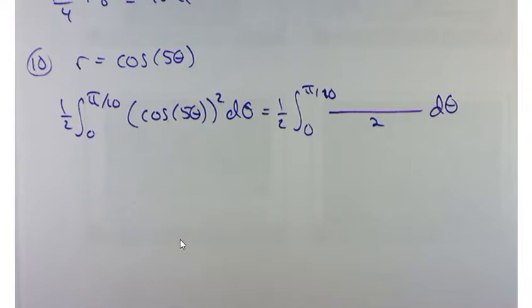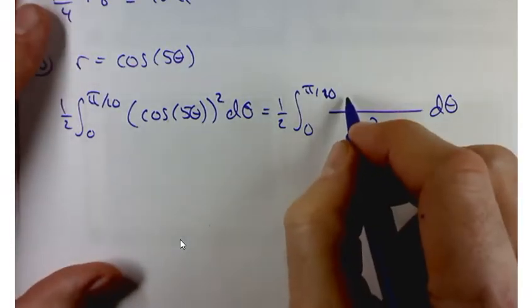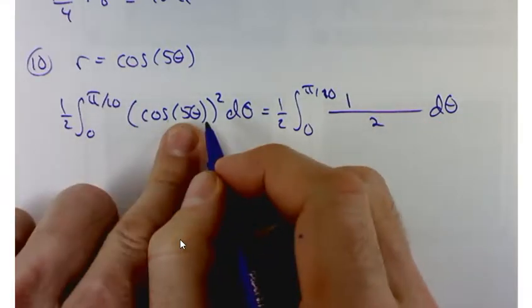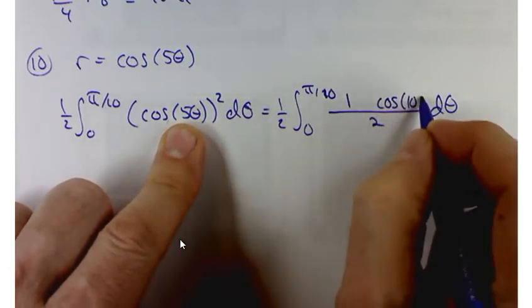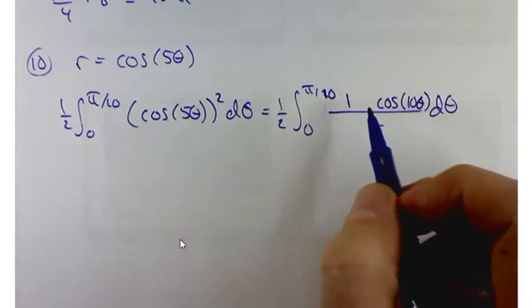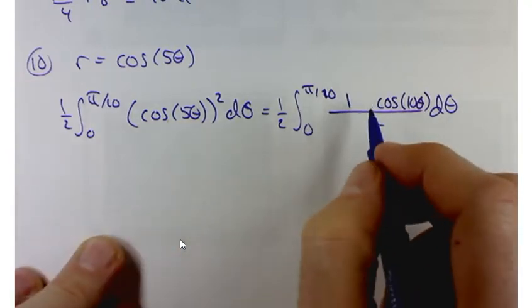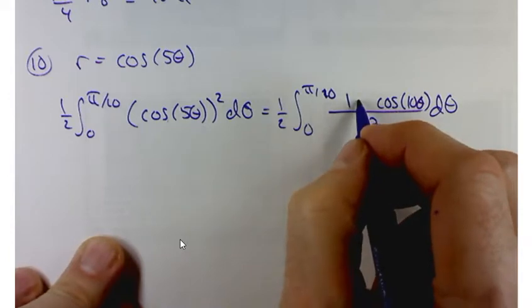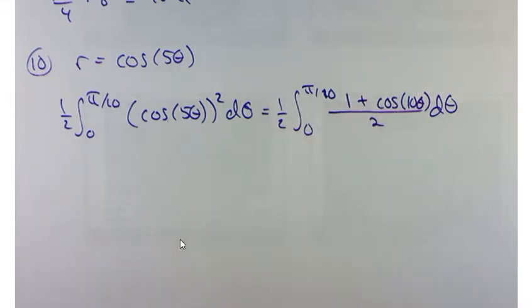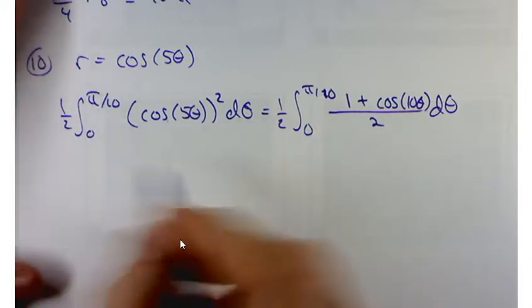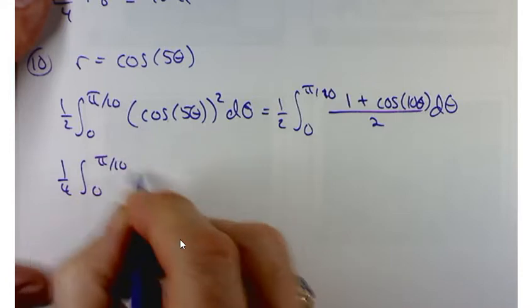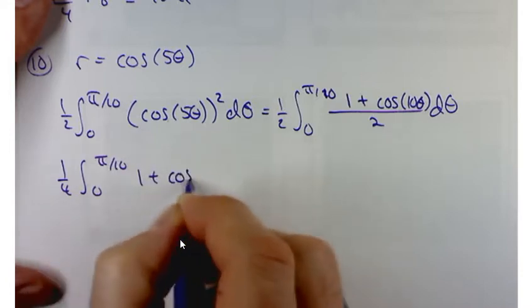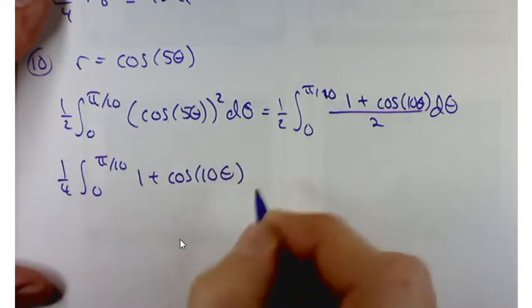All right. So it's going to be a 1 and a cosine. Now this angle gets doubled. Cosine of 10 theta. But what sign goes in between them? It's going to be a plus. So this 2 comes out in front. I have 1/4 the integral from 0 to pi over 10 of 1 plus cosine of 10 theta.